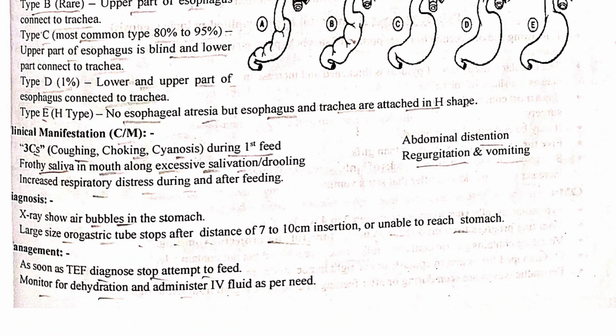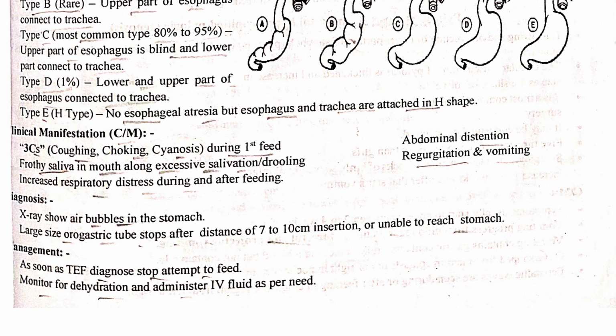Diagnosis: X-ray shows air bubbles in the stomach. A large size orogastric tube stops after a distance of 7 to 10 cm. Insertion is unable to reach the stomach. Management: as soon as tracheoesophageal fistula is diagnosed, stop attempts to feed.